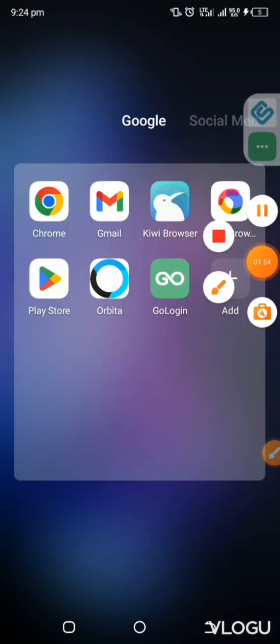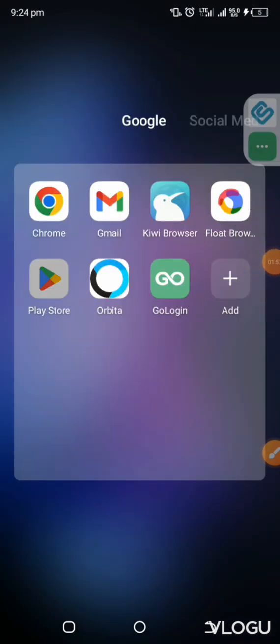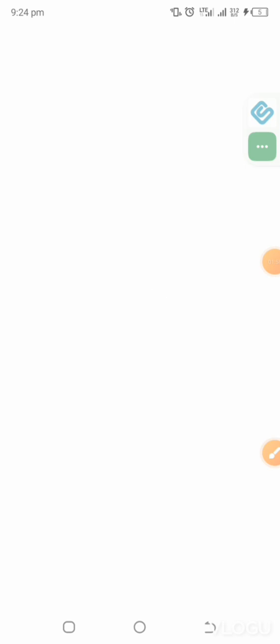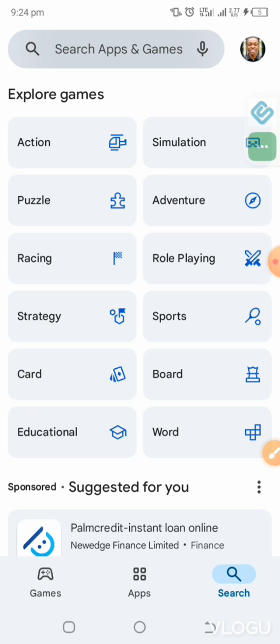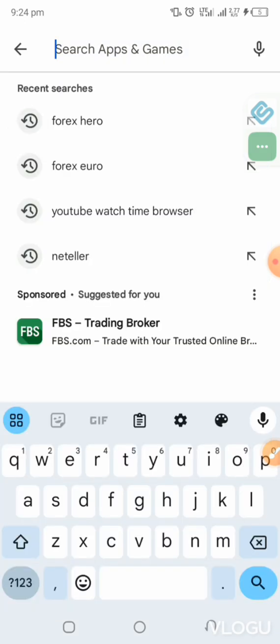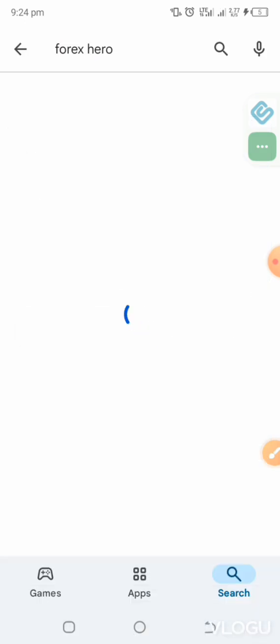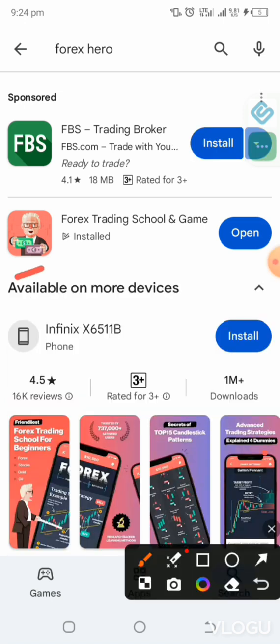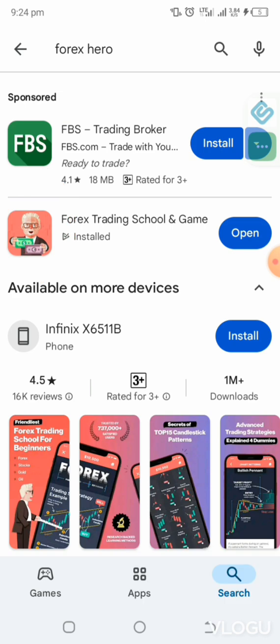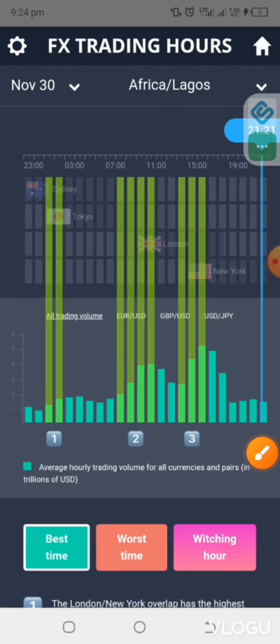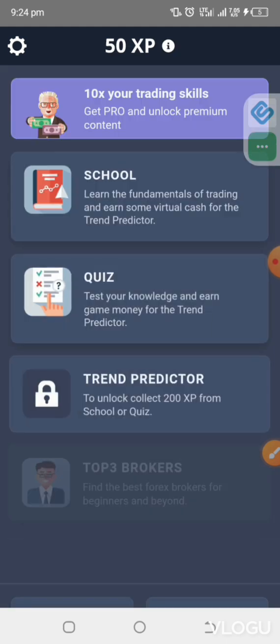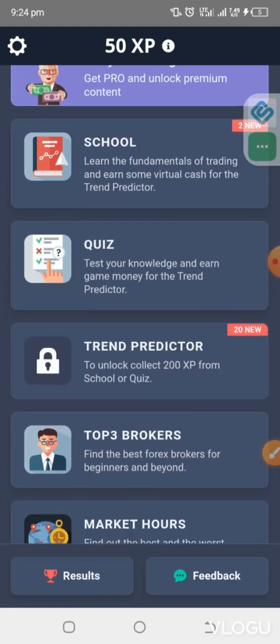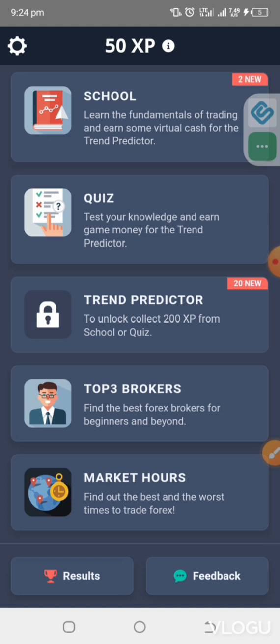So now, how are you going to know the best time to trade and the best pair to trade? First, go to your Play Store. When you are there, open your Play Store and search for this application that is called Forex Hero. See the application right here. Then you install the application. After you install it, open it. This is how the application looks like.